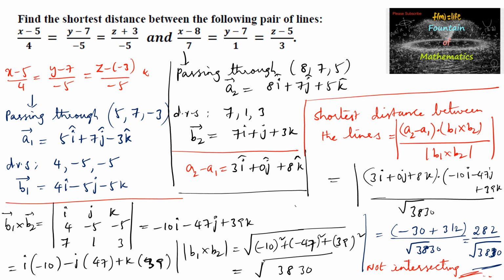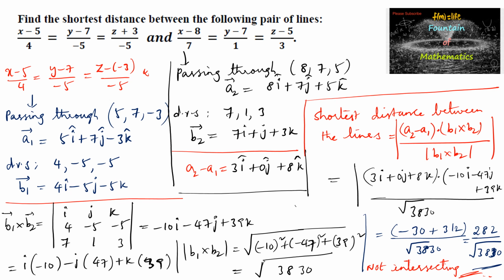Find the shortest distance between the following pair of lines and determine whether they intersect or not. (x minus 5) upon 4 is equal to (y minus 7) upon negative 5 is equal to (z minus of minus 3) upon negative 5, and another line (x minus 8) upon 7, (y minus 7) upon 1 is equal to (z minus 5) upon 3. So this line is passing through the point 5 comma 7 comma minus 3.